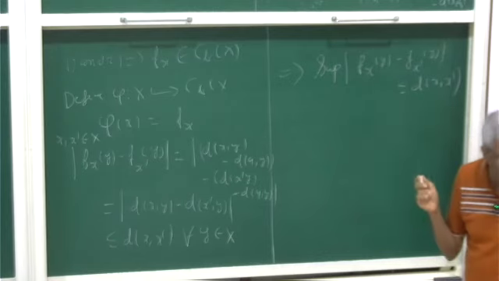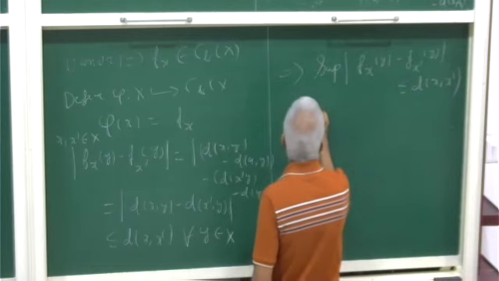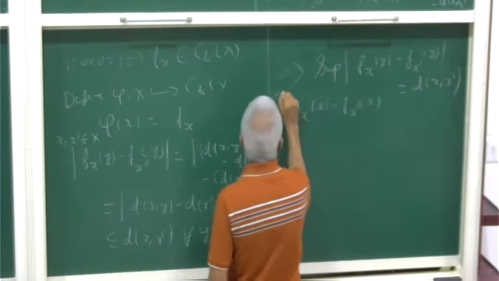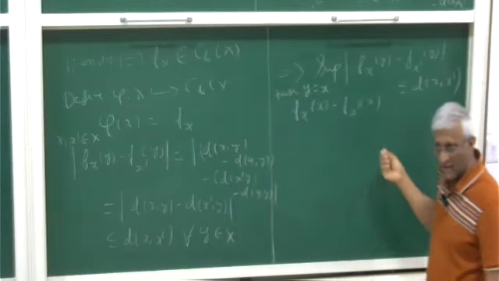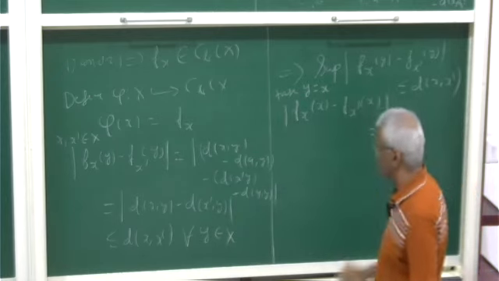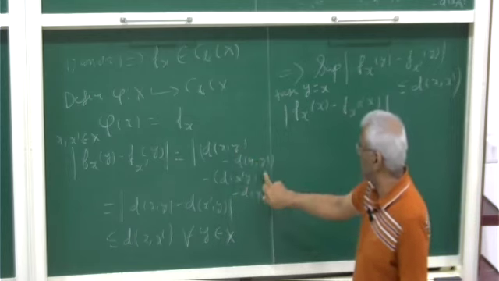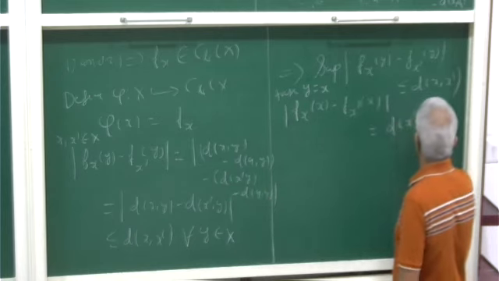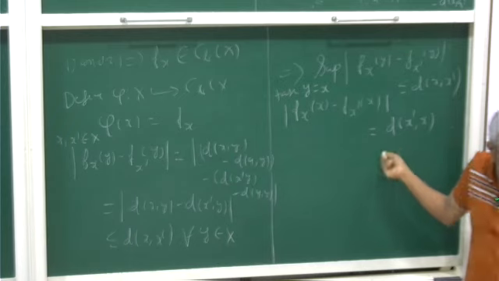Now we have to show that this is attained here. Fx(x) minus Fx prime(x), take y equal to x itself or x prime, whatever you want. So this modulus, if you take y equal to x, this is 0 and this is d(a,x), and that will cancel with this. So this is just d(x prime,x). Either you take y equal to x or y equal to x prime, then the supremum is attained.